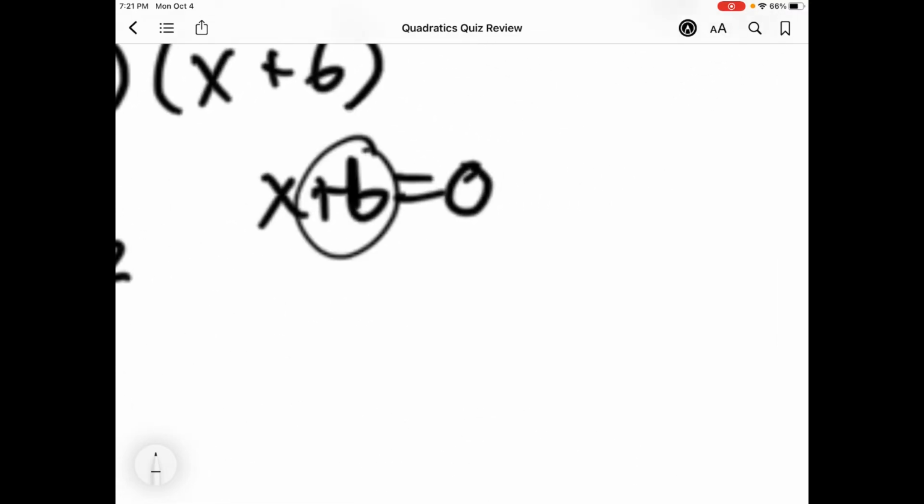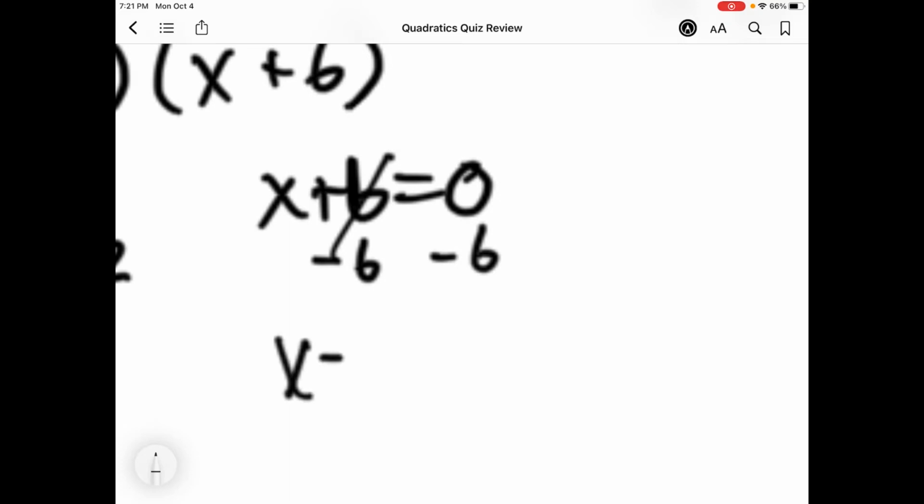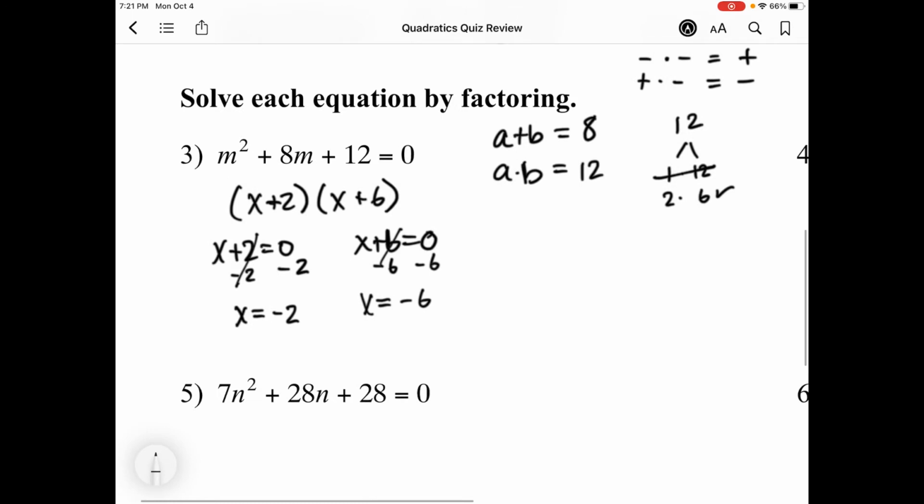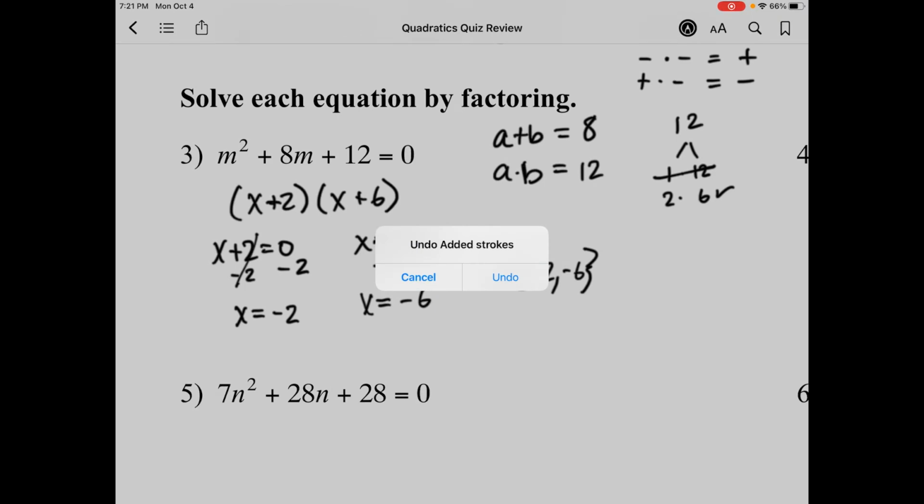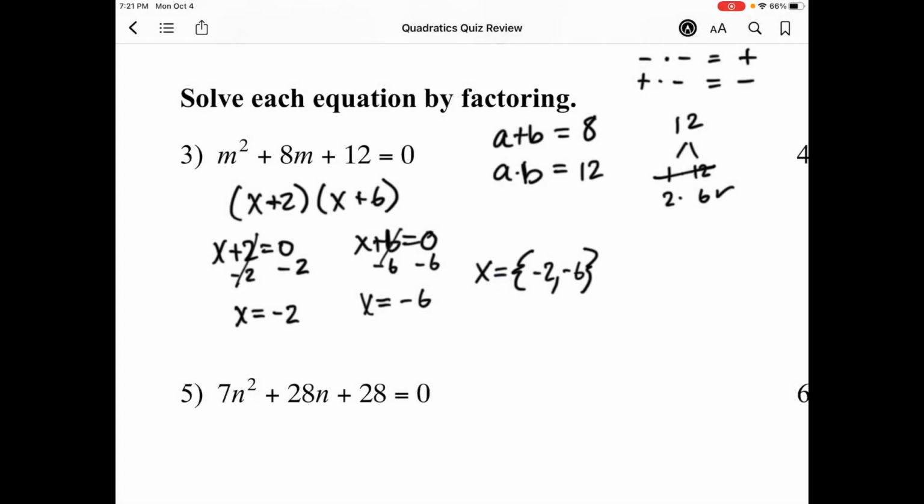Next, I've got to get rid of this 6 that is with x, so I'm going to do the opposite sign. I'm going to subtract 6 from both sides. These cancel out. I get x equals, and then 0 minus 6 is negative 6. So those are my two solutions right there. So x equals negative 2, negative 6. And it doesn't matter the order that you write them. This portion is going to be multiple choice, so you might see x equals negative 2, negative 6, or you might see x equals negative 6, negative 2. It doesn't matter the order. As long as they have brackets, it tells you that that is a solution set.